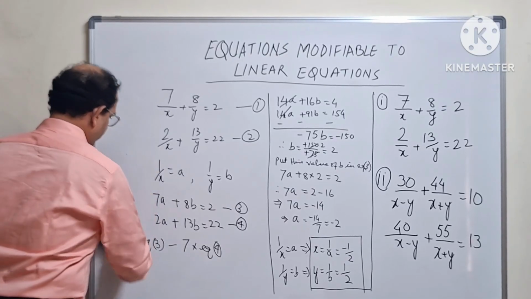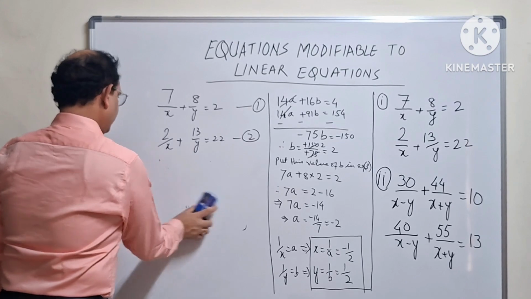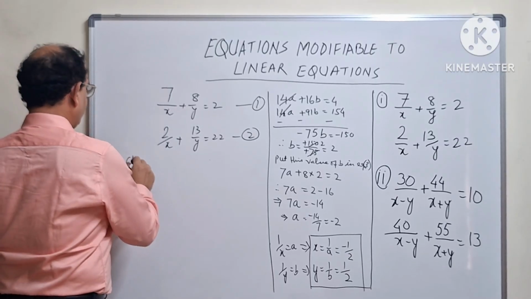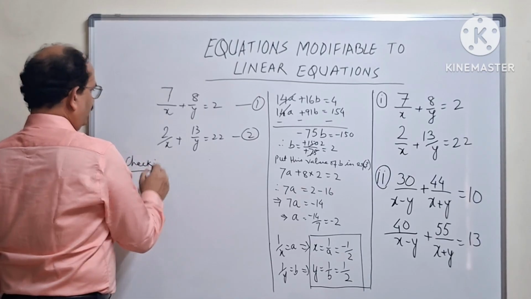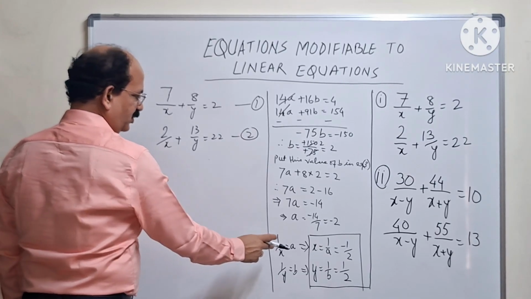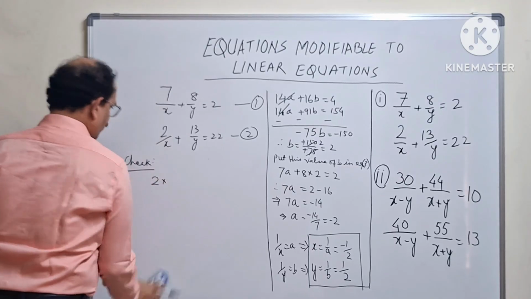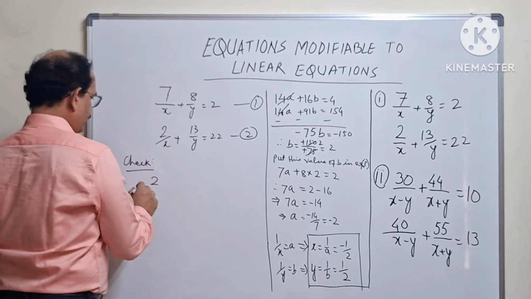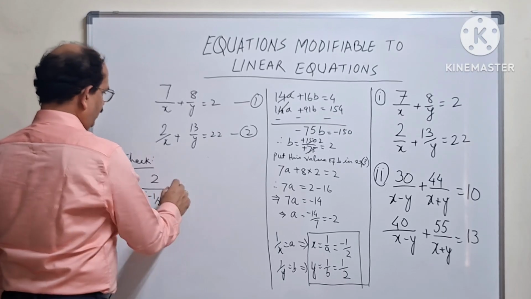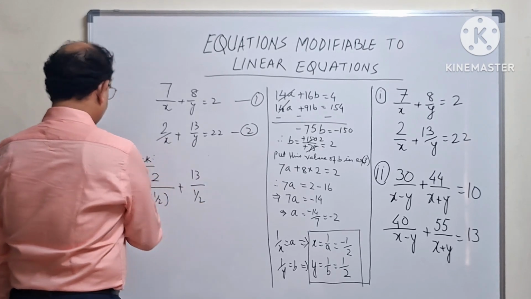I'll rub this part out because I have got the solutions now for x and y. Now, if I put the values in equation 2, then 2 by x, where x is equal to minus 1 by 2, plus 13 divided by y, and y is equal to 1 by 2. That is my LHS.